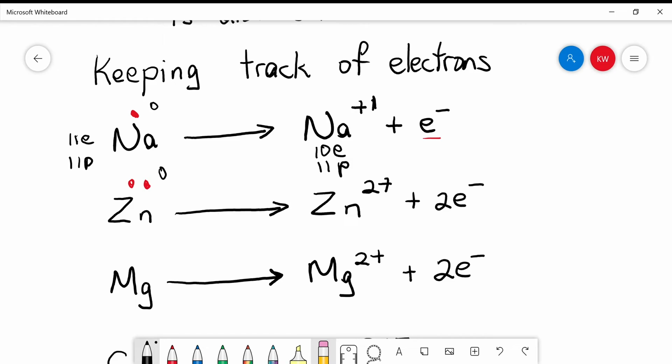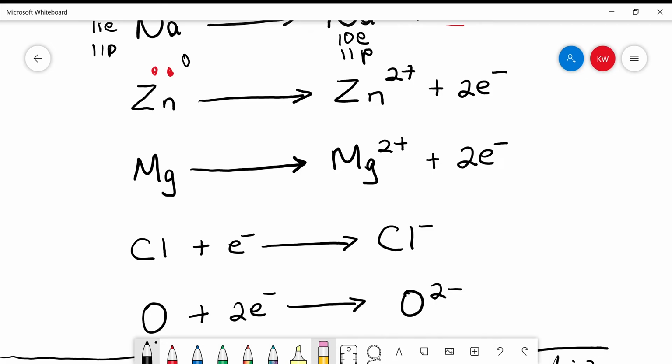Similar situation with zinc. We have 2 electrons in the valence shell, and the same number of electrons and protons. We're going to lose these 2 electrons, so we're going to end up with a 2 plus charge. Again, this is an increase in oxidation number, so we know it's oxidation. And also we are losing electrons, so again this is oxidation. The same thing here for magnesium. Magnesium is losing 2 electrons. This is oxidation.